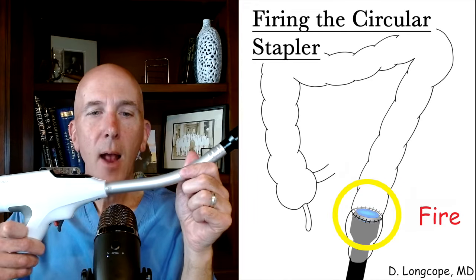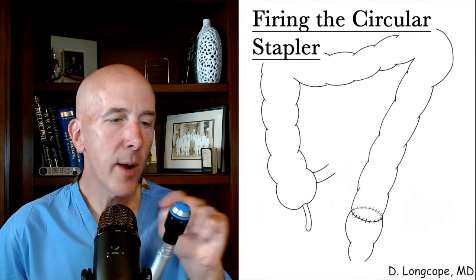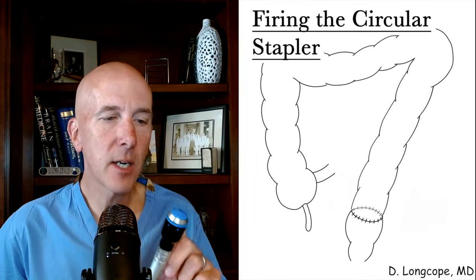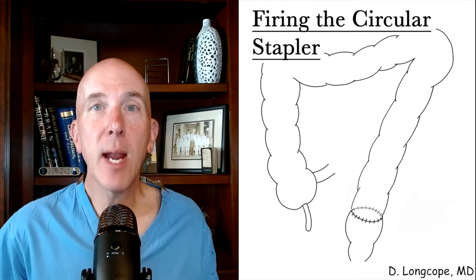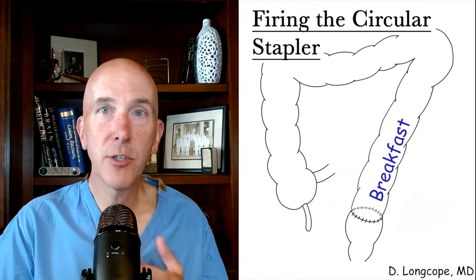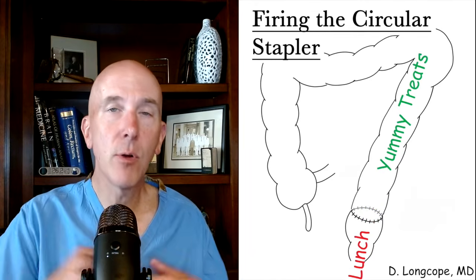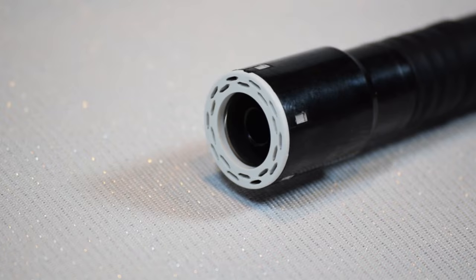Okay, see that? And that's going to fire two circular rows of staples all the way around, and then a cylindrical knife blade is going to come and poke a hole between those staples and recreate that channel of colon so it's all back together again. So your breakfast, lunch, and dinner can all go safely through without any issues. That's really cool. So now let's take a closer look at this circular stapler in action. I think this is even cooler than the linear stapler, which I just showed you.